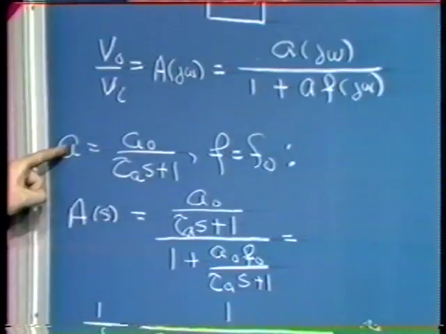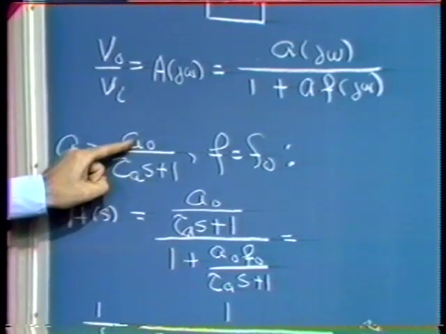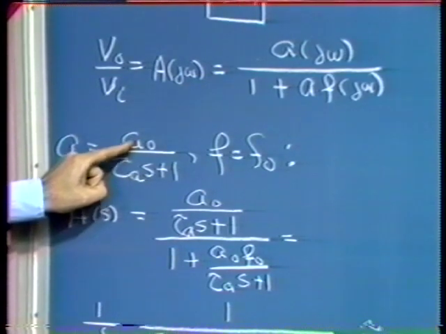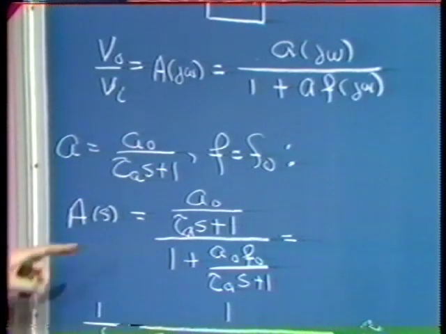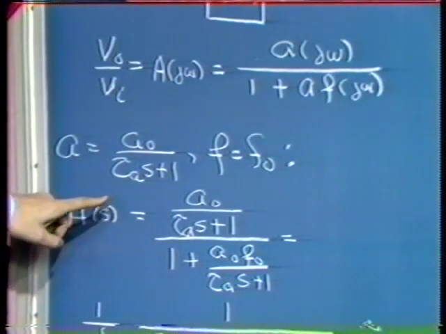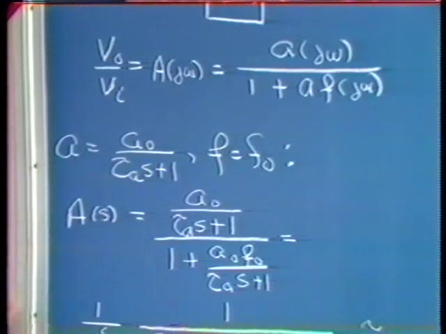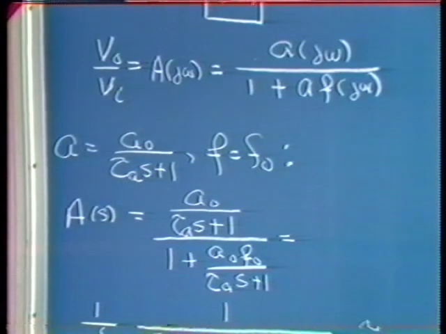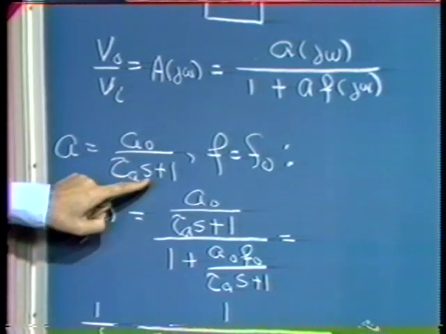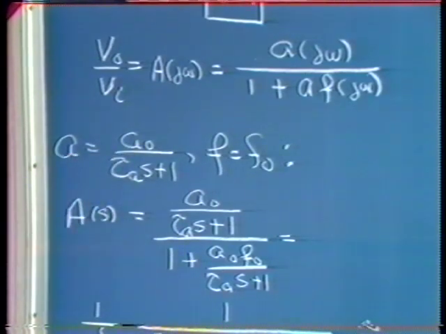Let's consider a forward path transfer function A, or A of S, which is first order. In other words, there's some DC gain that we'll call A0, and we'll use that notation throughout for the DC magnitude of the gain. And then there's a first order pole with a time constant tau sub A. Of course, we recognize that to find the DC gain, we allow S to go to 0. We find, of course, that the DC gain is simply A0.